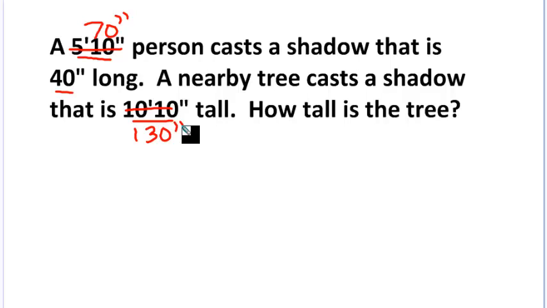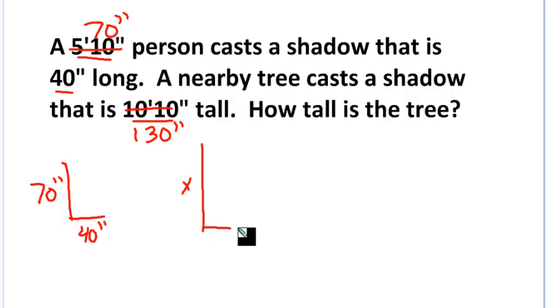Let's diagram a picture here. We have a person who's 70 inches tall and a 40-inch shadow that the person casts. We have a tree that is probably much taller. I'm going to call it X. And it casts a 130-inch shadow. We can really make a triangle out of this. We can safely assume, because it doesn't say otherwise in this problem, that both human and tree are standing upright, forming a right angle with the ground.